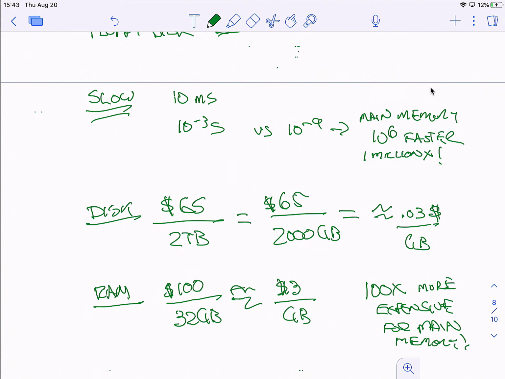So in theory, you could build a computer that's purely main memory and maybe keep it constantly connected to a power supply. But the cost for the memory side of it is going to be 100 times what you pay if you used a combination of disk and a relatively small amount, comparatively speaking, of main memory.